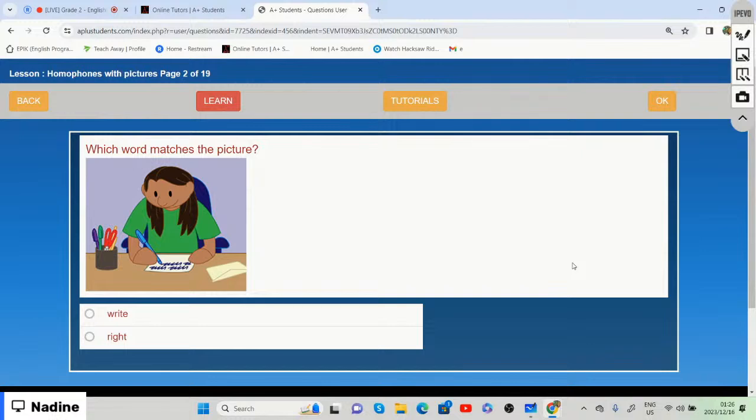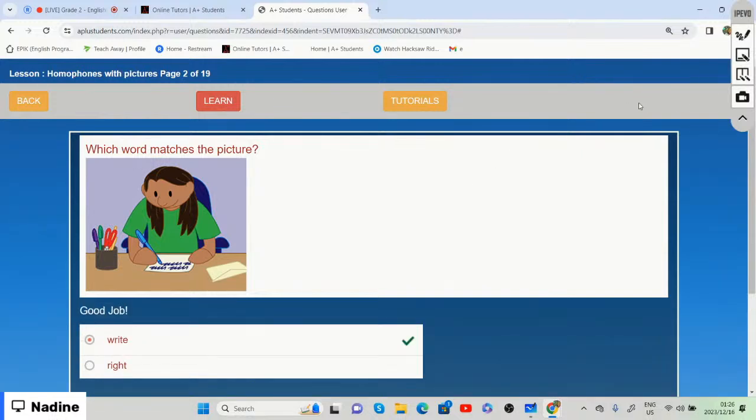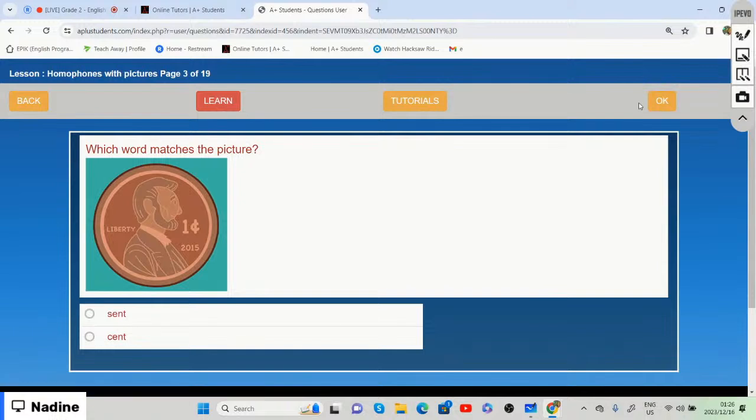And if we were to select the correct word, we would say right, which is the first word right. So well done, everybody. Right is correct. So which word matches the picture? If we look at that coin, right? Is it cent, which is the first option, or cent, which is the second option?